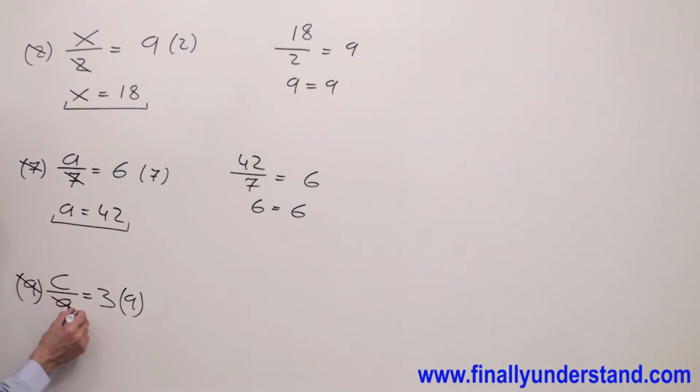9 and 9 will cancel out. And I have c equals 3 times 9 is 27. This is the solution to my problem. Let's check if this is the correct answer.